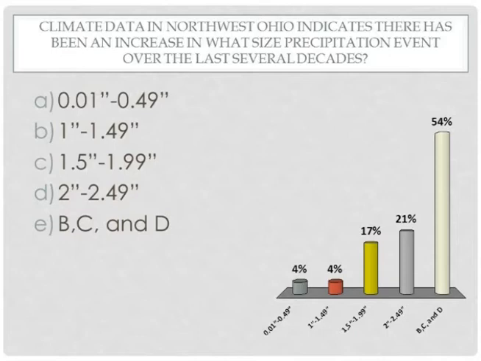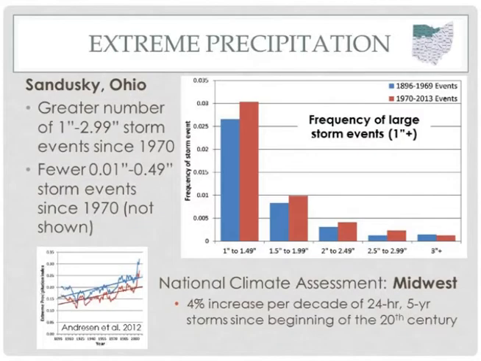The correct answer is E. B, C, and D, we have seen an increase in these larger precipitation events, and the next slide shows a little bit more information about this.